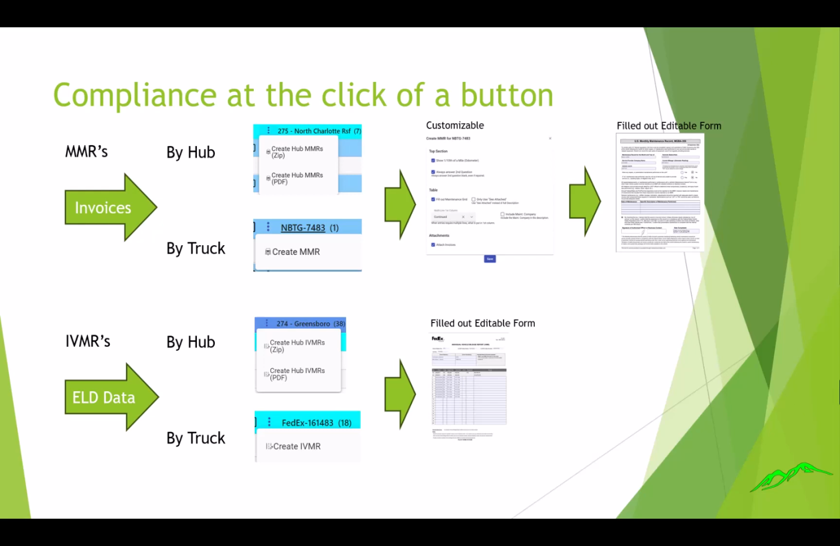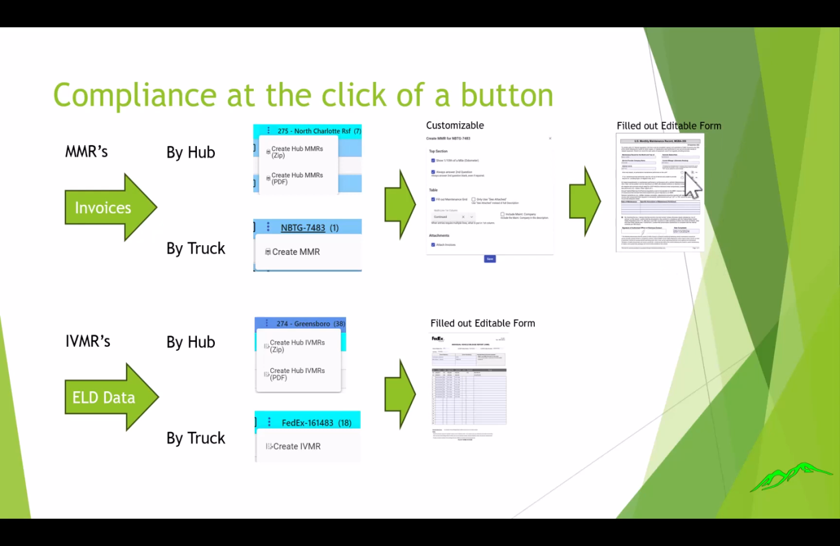You can pull an MMR by the hub, or you can pull it just one by the truck. You can have your MMRs saved, everyone in the hub saved separately as separate PDFs or one large PDF. We also have a customizable screen so that you can make choices on how your hub likes your MMR. And as always, the ending form is fully editable.